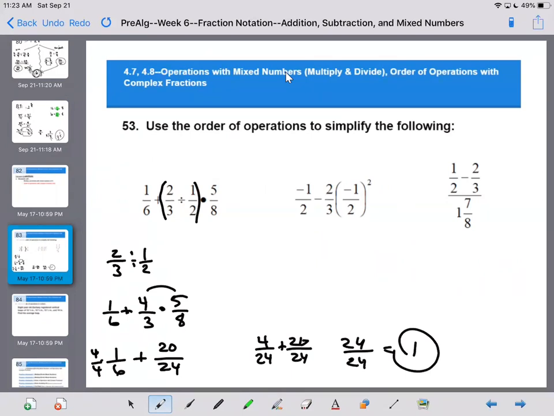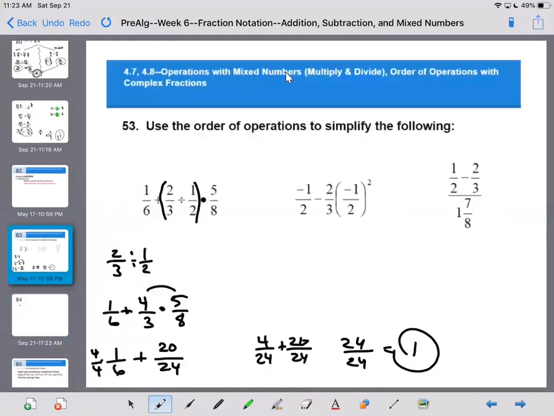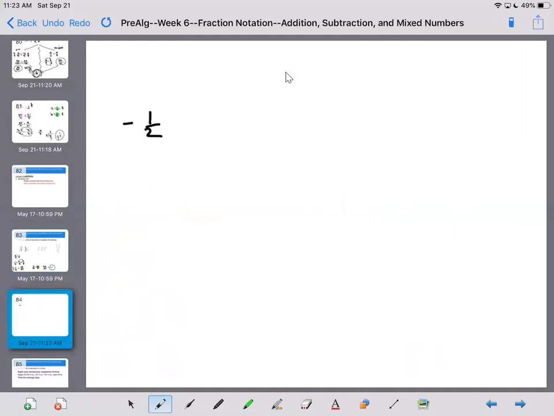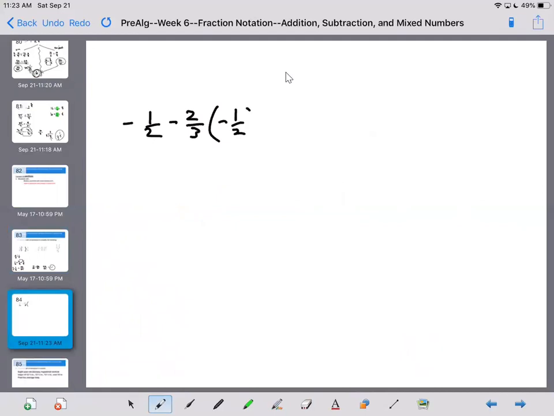So I got negative 1/2 minus 2 thirds, but also negative 1/2 to the second power. So if you're looking at this left to right, I see that this is negative. I'm dealing with subtraction. I'm dealing with multiplication and exponents. So I'm going to take negative 1/2 and square it, which is negative 1/2 multiplied by negative 1/2. What's a negative times a negative? So it's a positive 1/4.